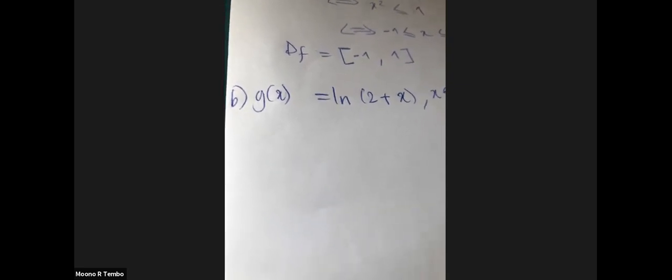Our next question is actually going to be, in this case, we're given g(x) is equal to ln of 2 plus x. When we find the values of x and we write the domain, that's the end of the question. So our next question is, we've been given g(x) is equal to ln of 2 plus x, where x is a member of real numbers.